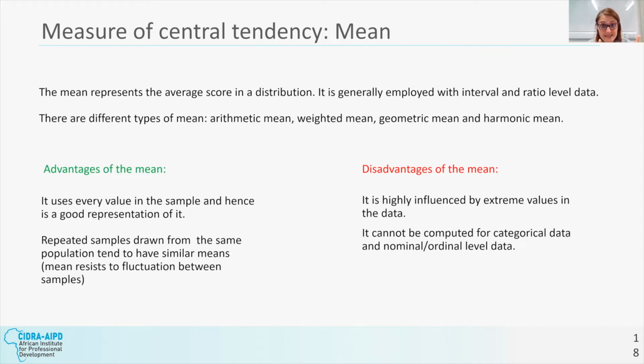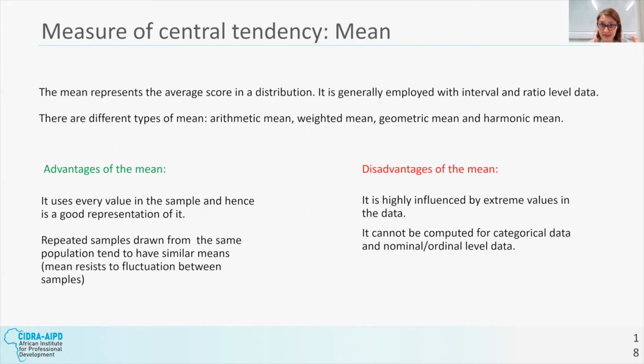So we have the arithmetic and weighted mean, and then the ones that can sound a bit less familiar to you are the geometric mean and the harmonic mean, which we're going to see in more detail in a couple of minutes. First of all, let's focus on the advantages and disadvantages of this measure of central tendency.